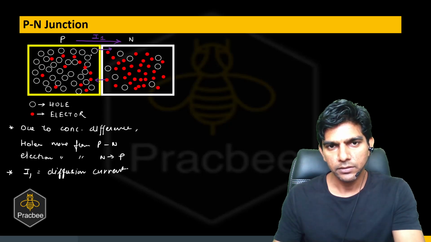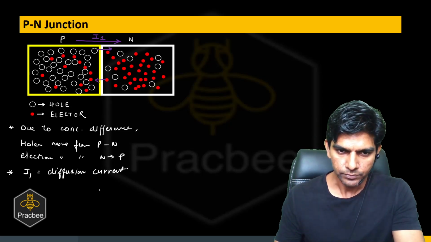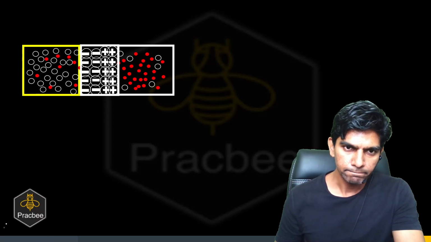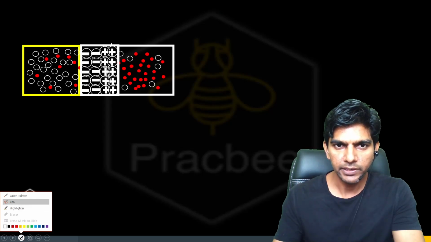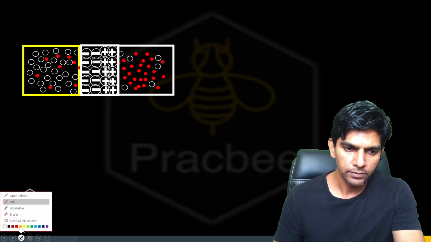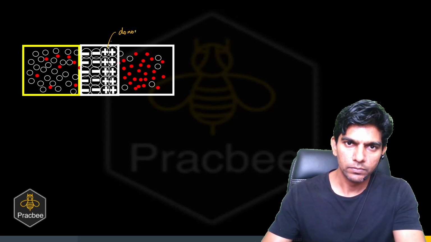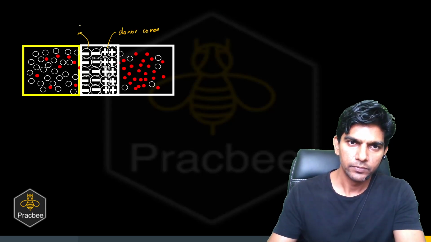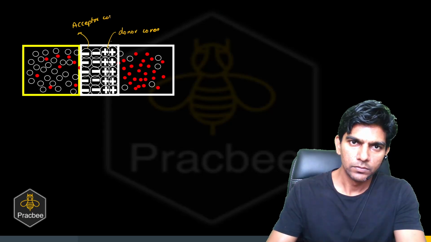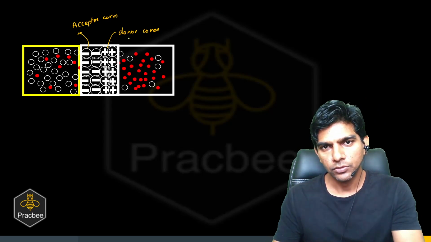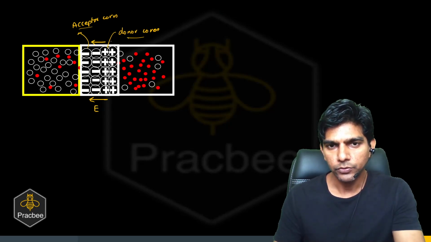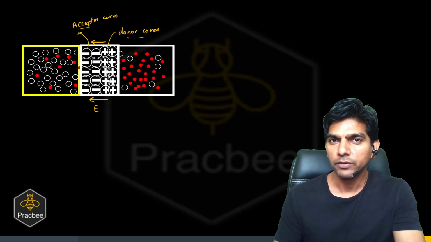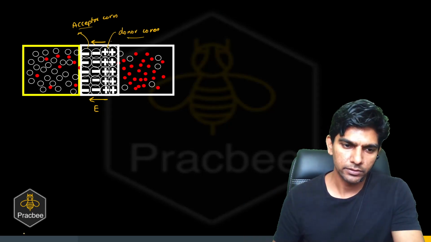So what happens as the migration starts? We can say positively charged cores, or the donor cores, will be left on the n side. These are donor cores and these are acceptor cores. Can you see? Due to these donor cores and acceptor cores, there will be a field from right to left, and due to this field, it will be difficult for the majority carrier to move from one side to the other.